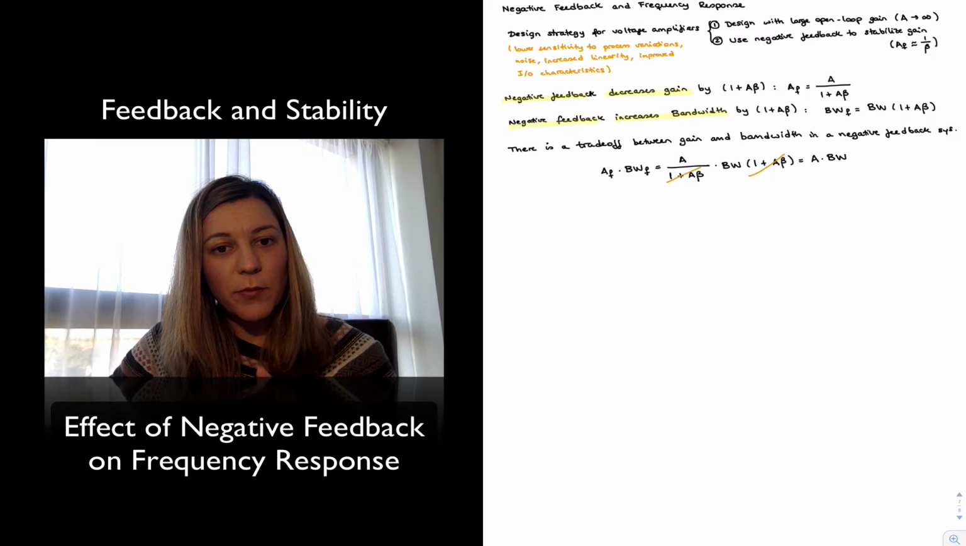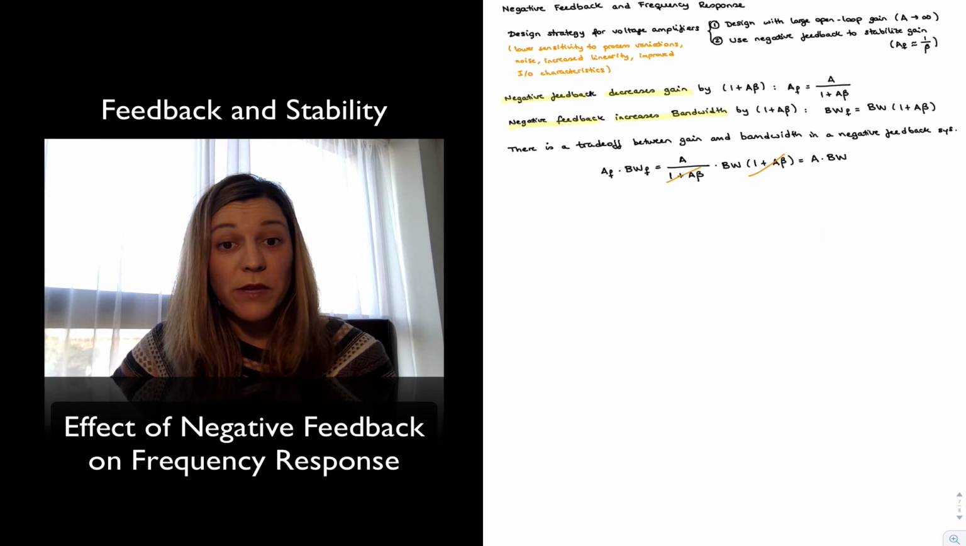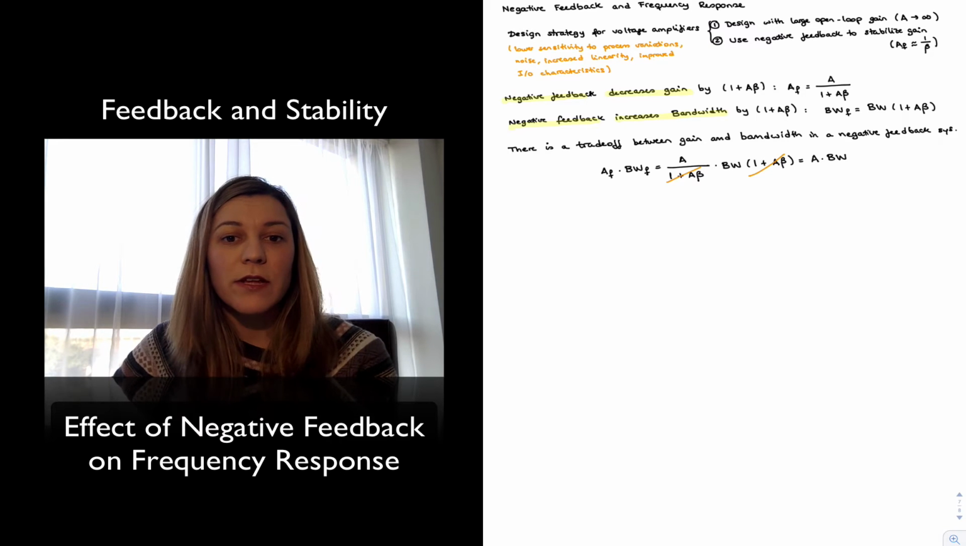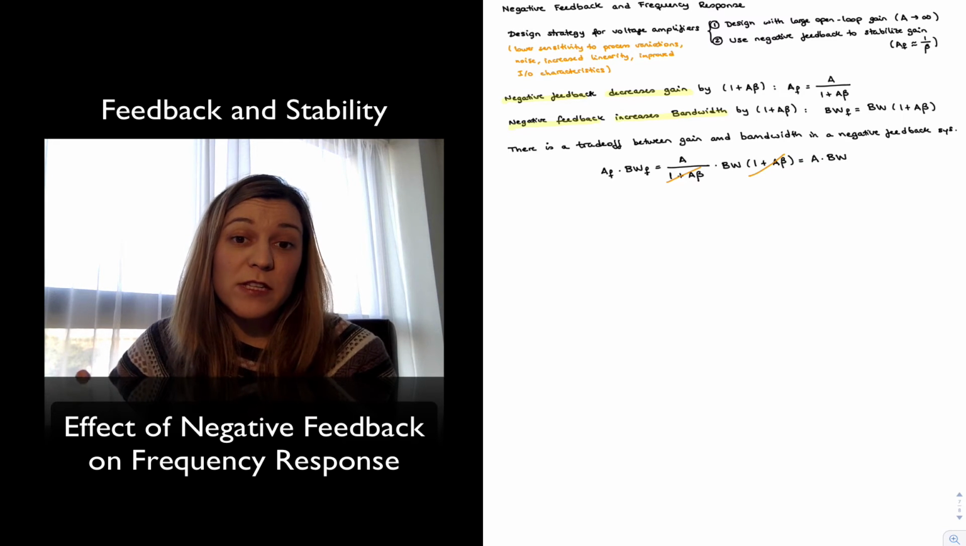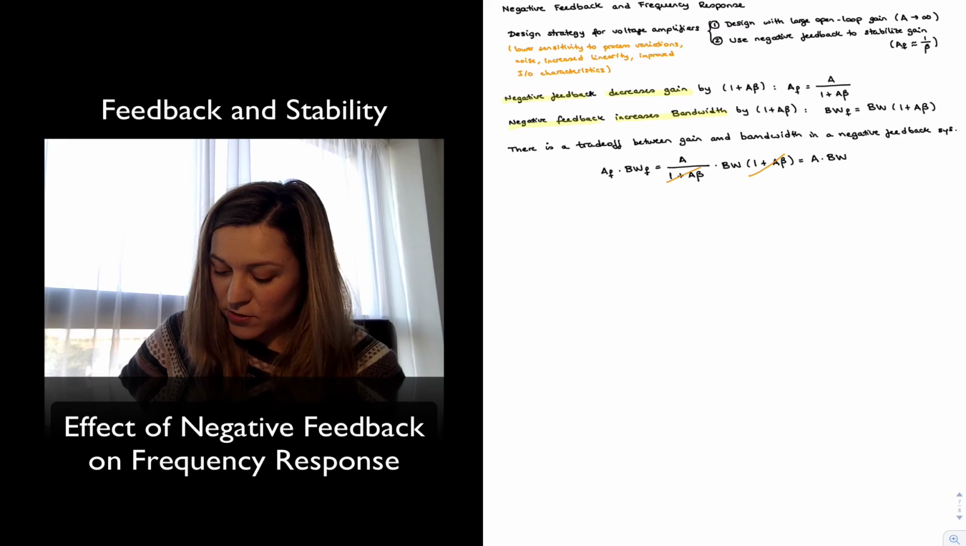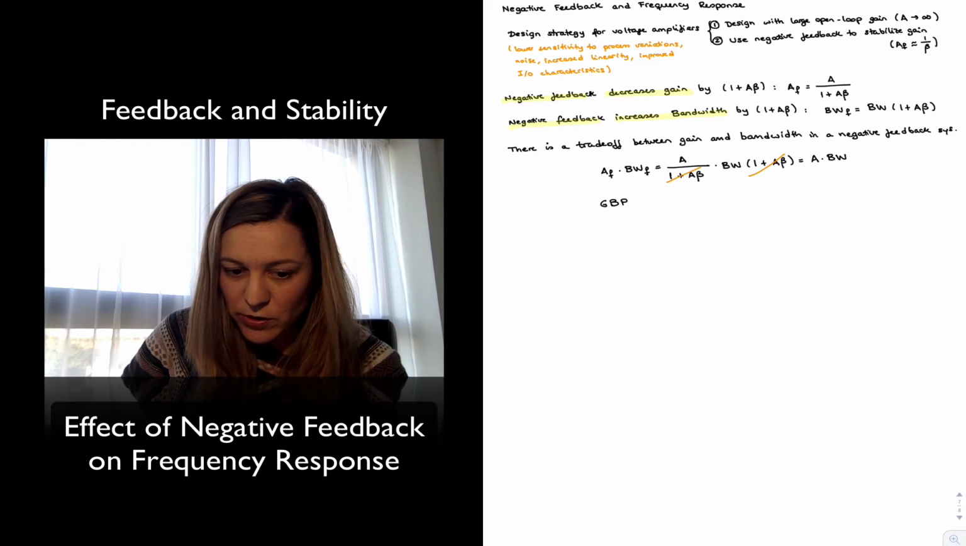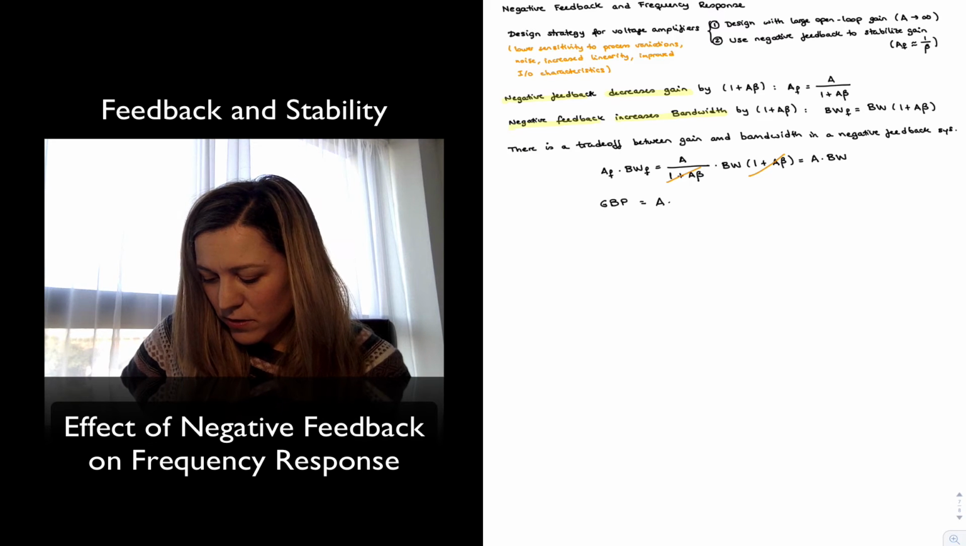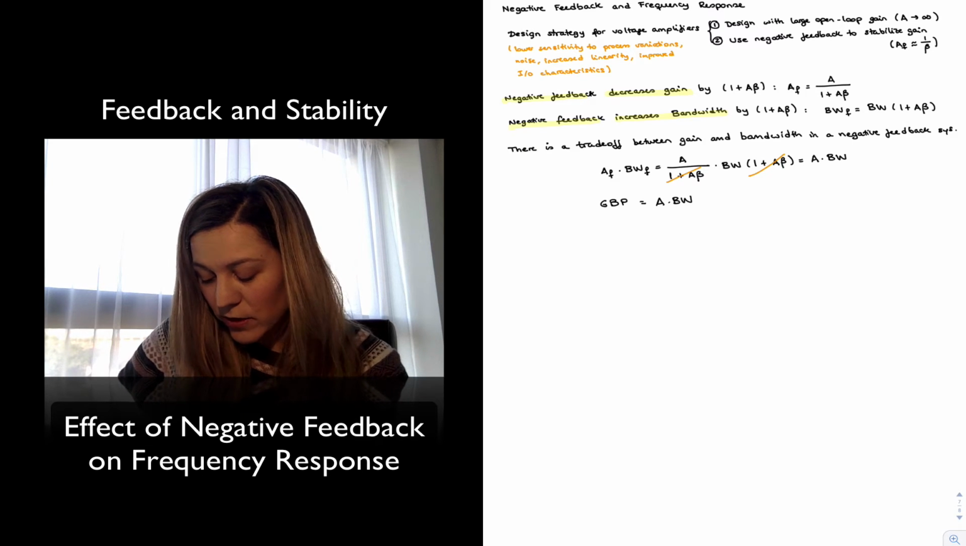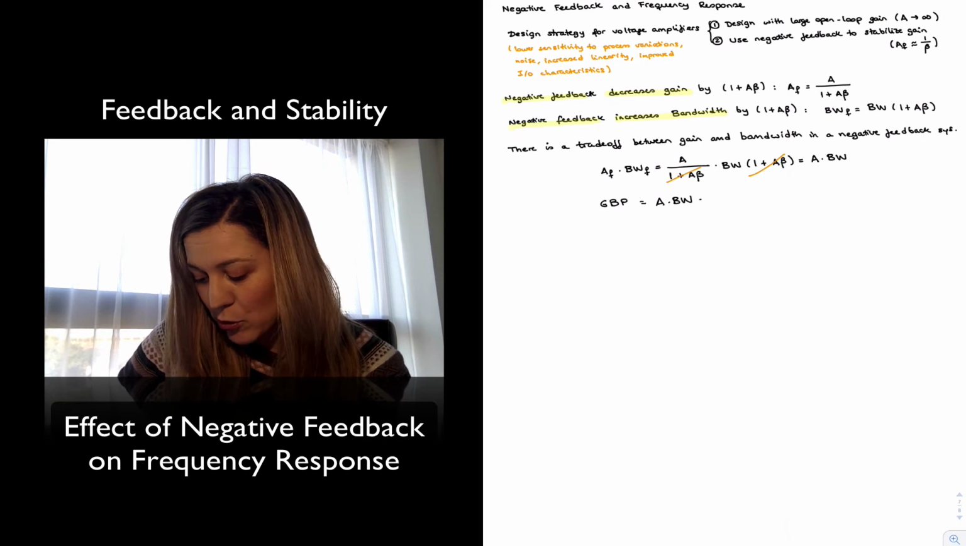Because the product of gain times bandwidth remains constant, it receives a special name. It becomes a figure of merit. And it's typically referred to as the gain bandwidth product. So not something very original, but gain bandwidth product, which is equal to the product of the gain times the bandwidth, both for the open loop as well as the closed loop system.